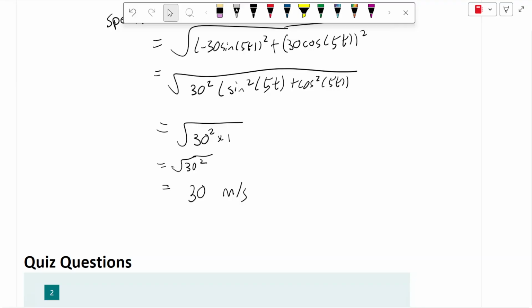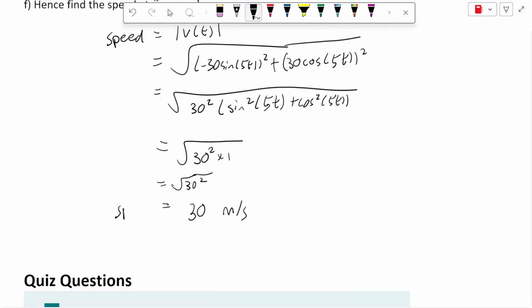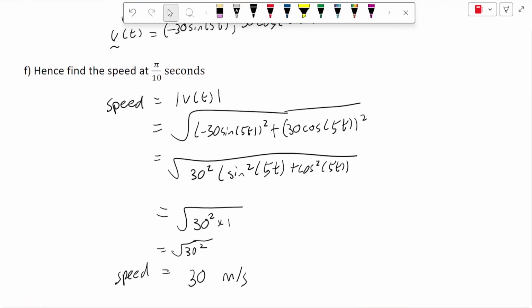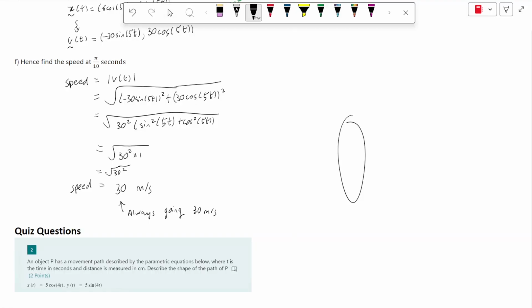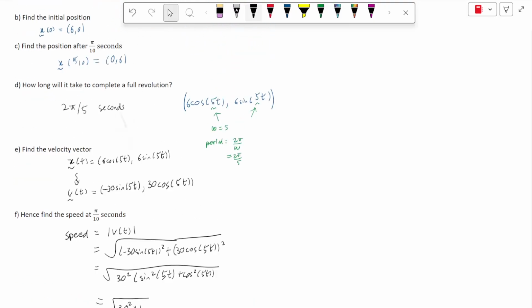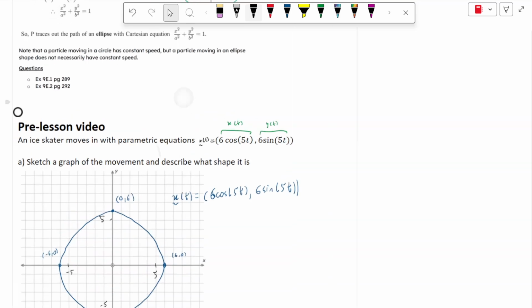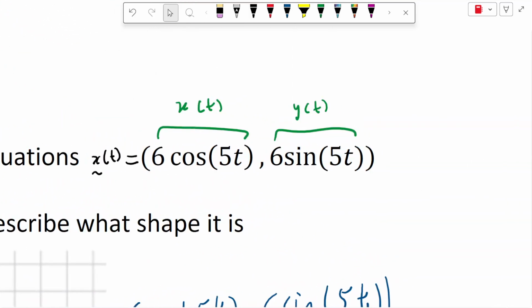So that's the speed. Now, you might actually notice that we didn't need a t value. So we never actually used pi over 10. So we are basically always going 30 meters per second. Now, just be really careful, because if this shape was actually an ellipse, you would be speeding up and slowing down along that ellipse. And you can check that using an ellipse example. I would encourage you to think about what you would change on this equation to make it not a circle anymore and turn it into an ellipse.